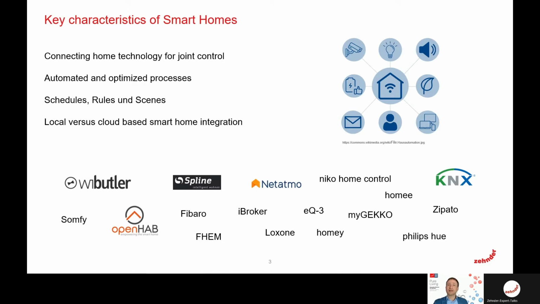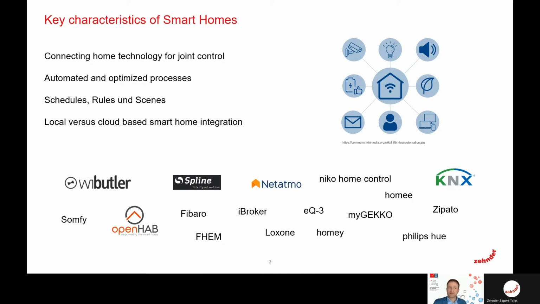In order to discuss the possibilities to integrate Zehnder devices into a smart home, let's take a look at some topics that characterize the smart home. In the first place, in a smart home, technology from the home will be connected together to allow for a joint control. Appliances will be automated and processes will be optimized so that the devices can work together and are coordinated in processes that otherwise should be triggered manually, like switching on the lights when you enter a room and switching on the heating when you are at home or not.